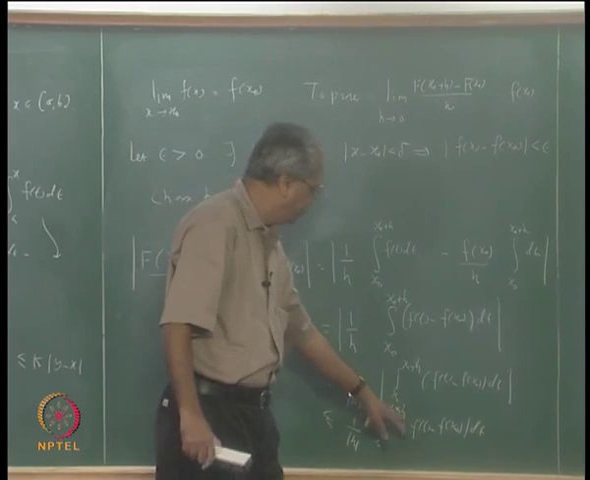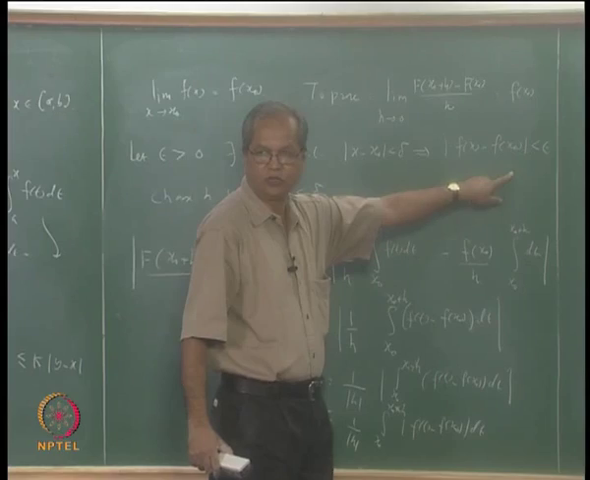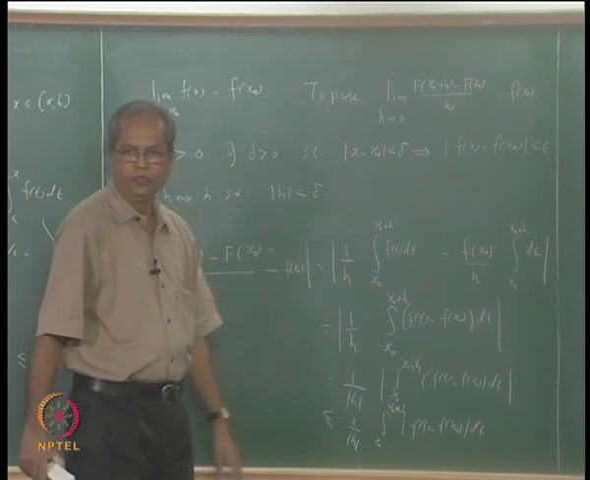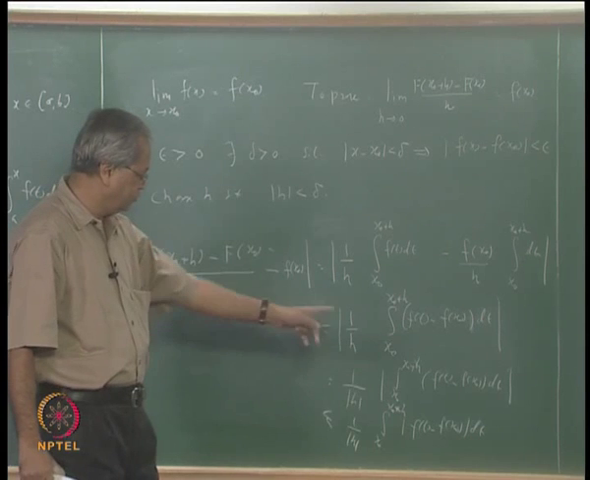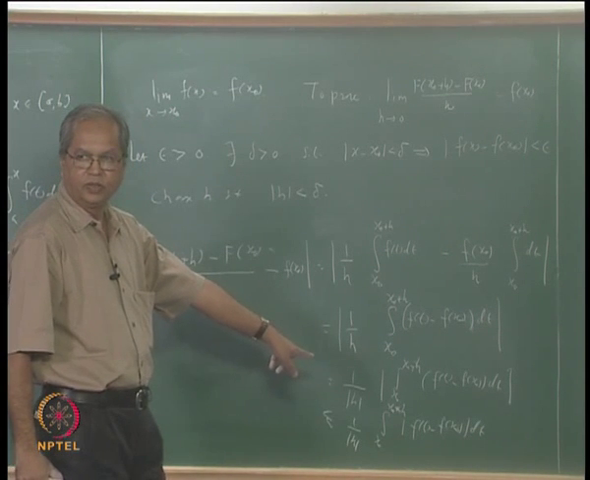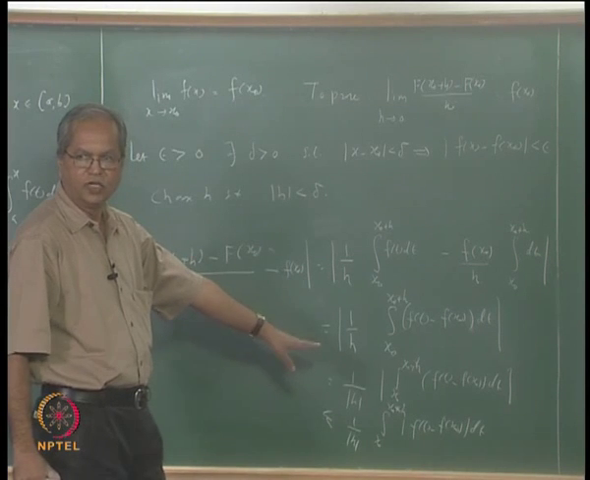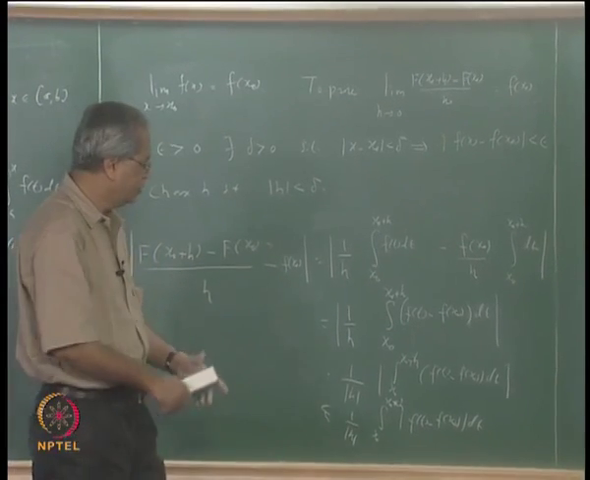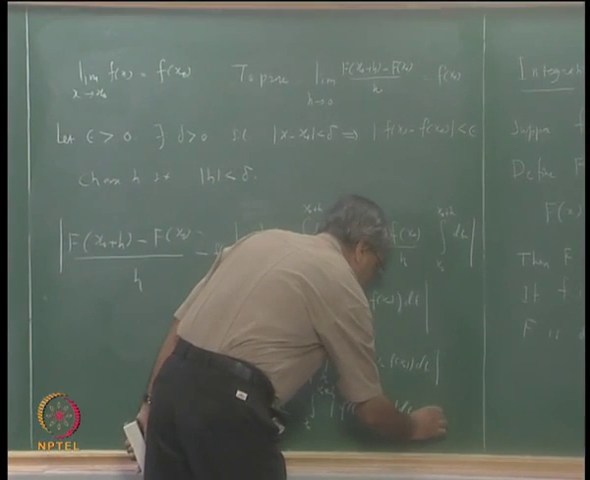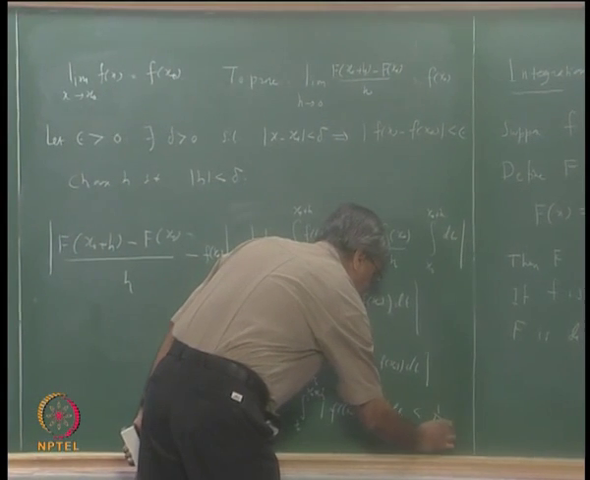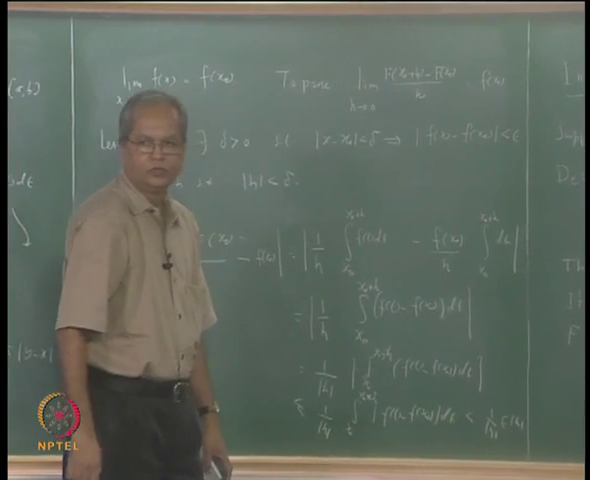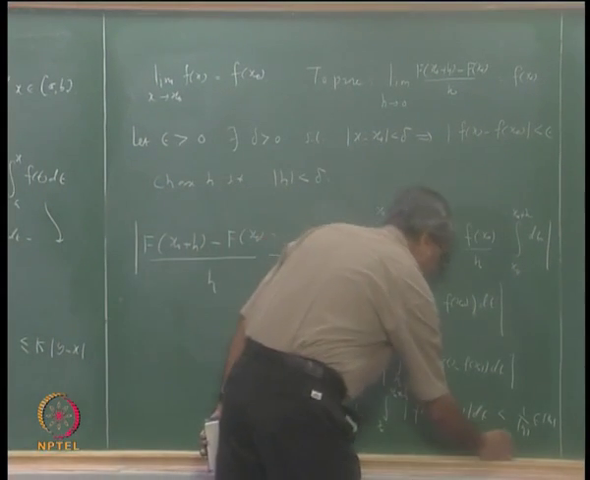So mod f(t) minus f(x naught) must be less than epsilon. And so the value of the whole integral must be less than epsilon times the length of the interval, which is h or mod h, depending on the case. So this whole thing is less than 1 by mod h into epsilon times mod h, which is the same as epsilon.